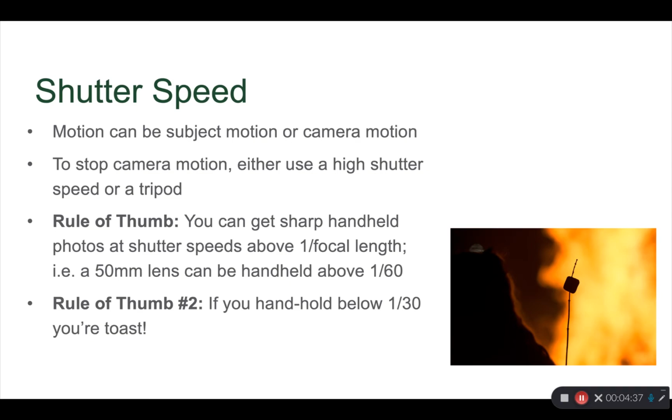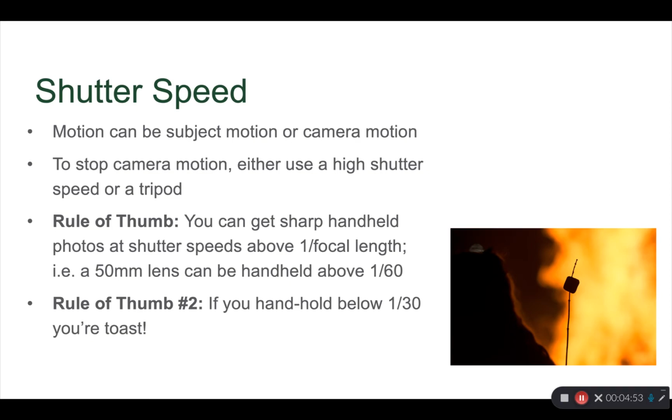Shutter speed is all about motion. You could have subject motion, you could have camera motion. You generally want to stop the camera motion that comes from drinking too much coffee. To stop that, you can either use a fairly high shutter speed or use a tripod.